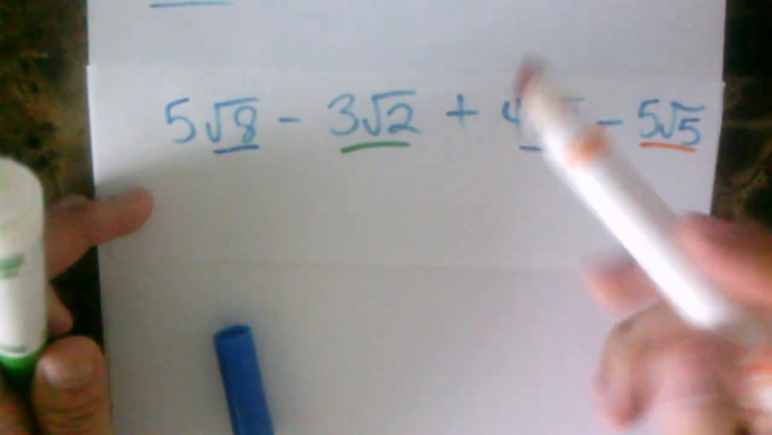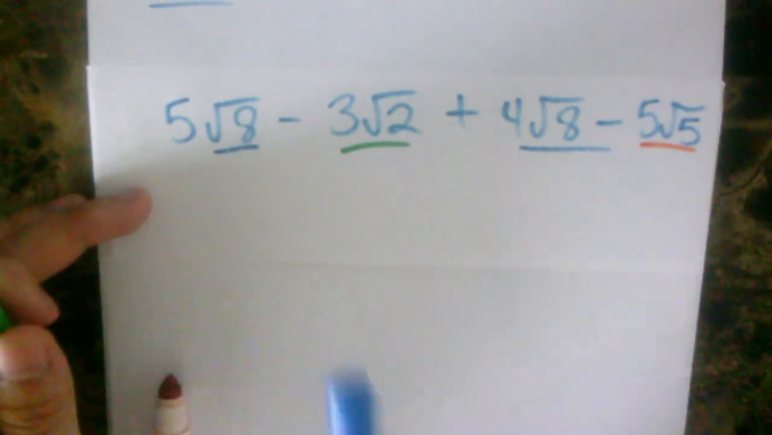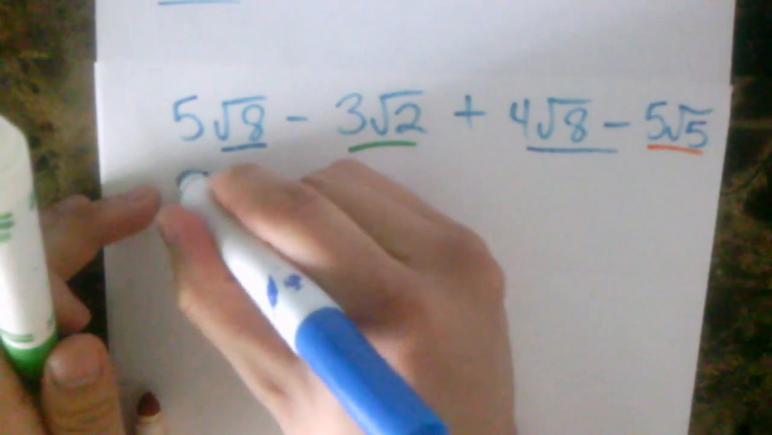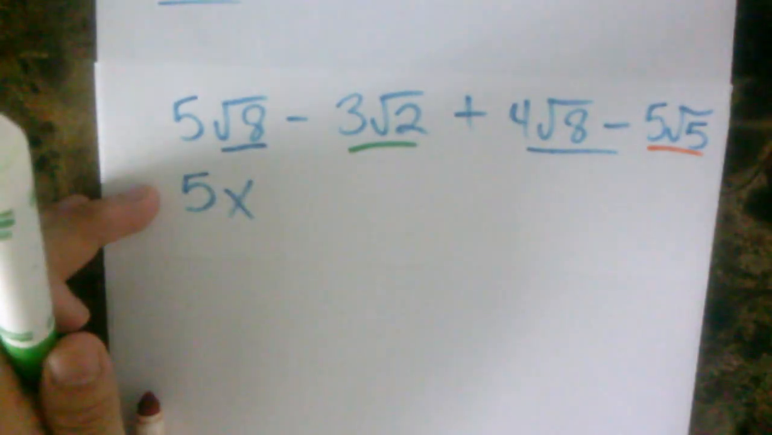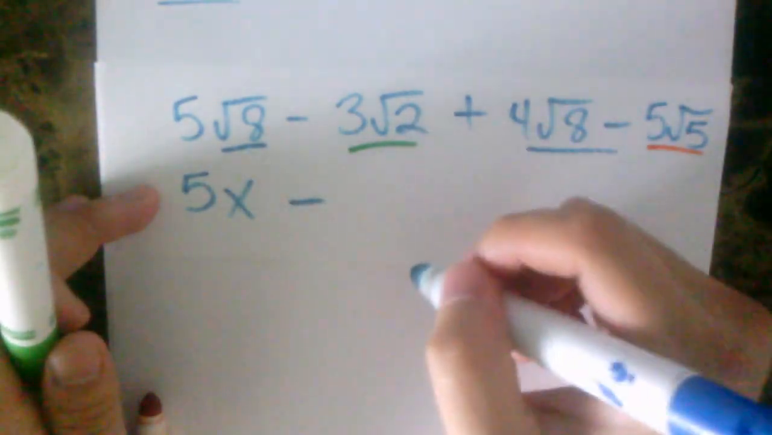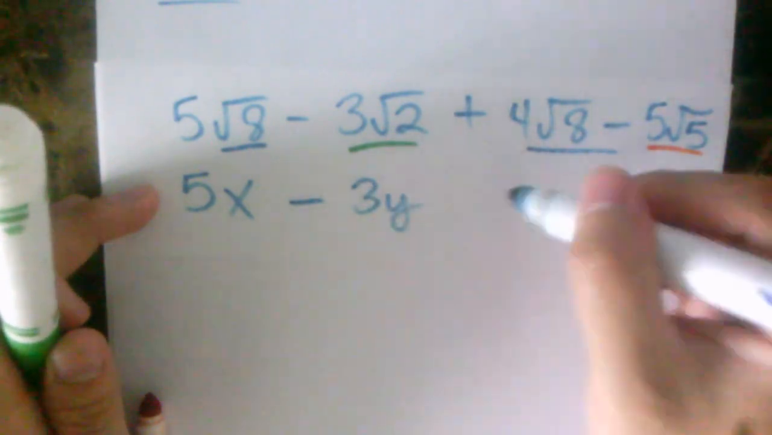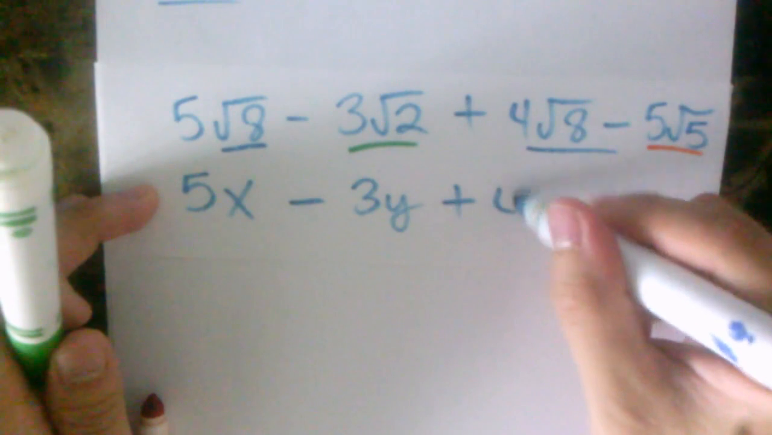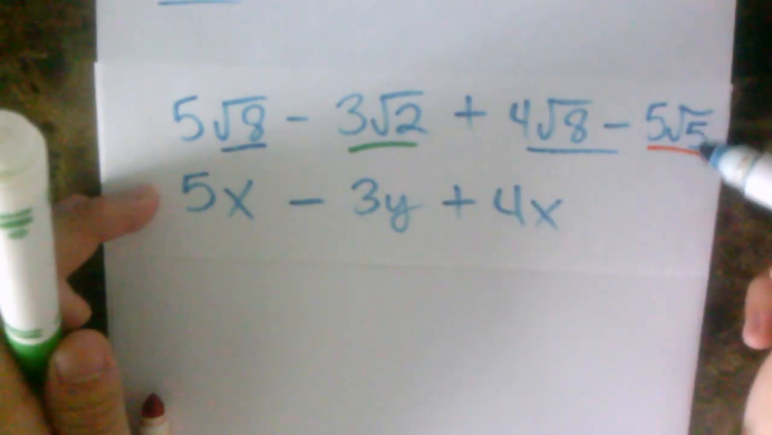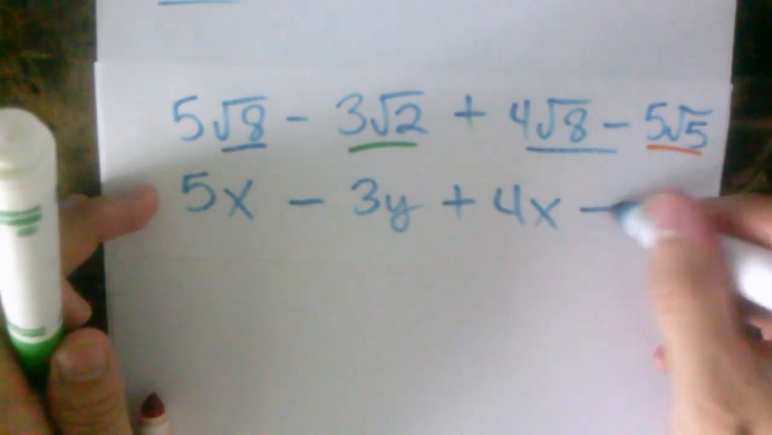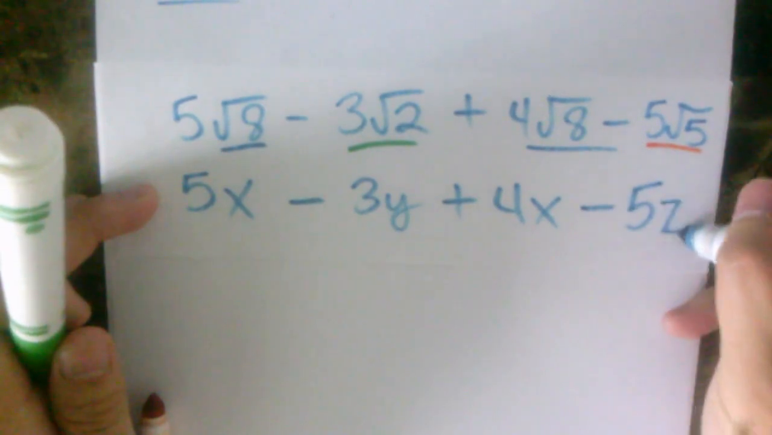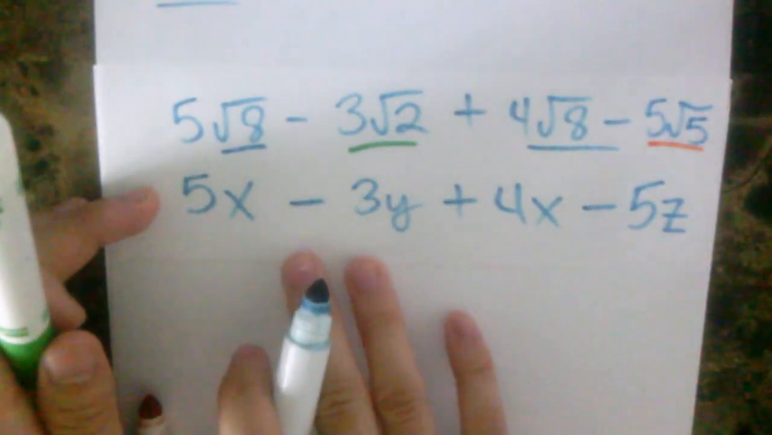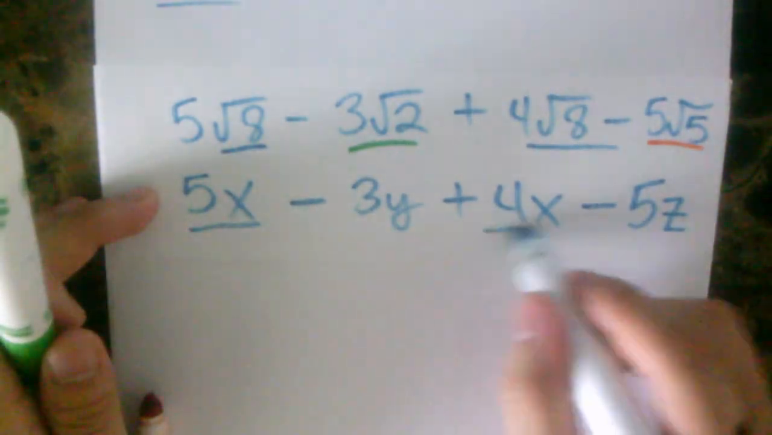If it makes it any easier, you can always rewrite this problem with variables. Let's call root 8 x. So this would be like 5x minus, and let's call root 2 y, 3y. Again, root 8 we said we're going to call x, so let's go ahead and rewrite that. And then 5 root 5, let's call that z. You can call them whatever letters you want, but you'll notice here that if we do our process of combining like terms, the only like terms we'd be able to combine are here and here.